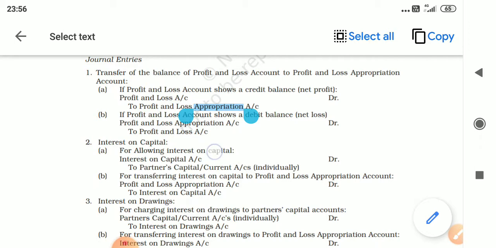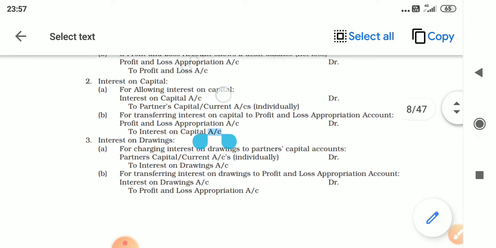appropriation account. See the second entry: interest on capital account debit to partners' capital account or current account. Capital account if it is fluctuating, current account if it is fixed. The next entry is P&L appropriation account to interest on capital. So first the interest on capital is transferred to partners' capital account. Only then is the interest on capital account closed by transferring it to P&L appropriation account.